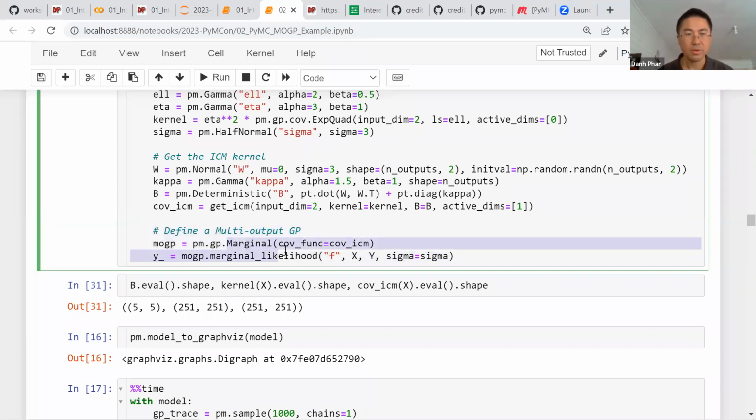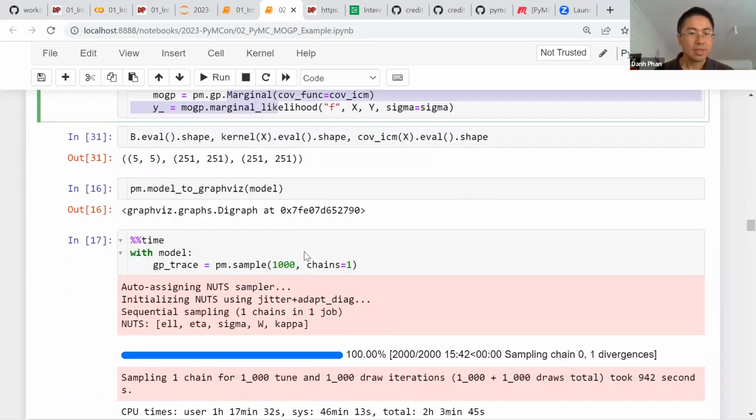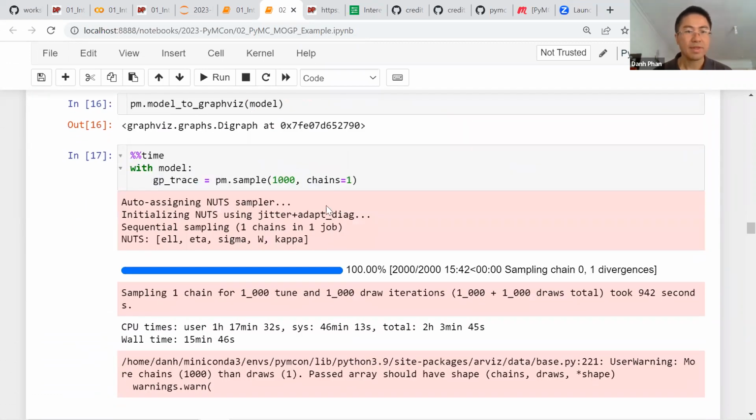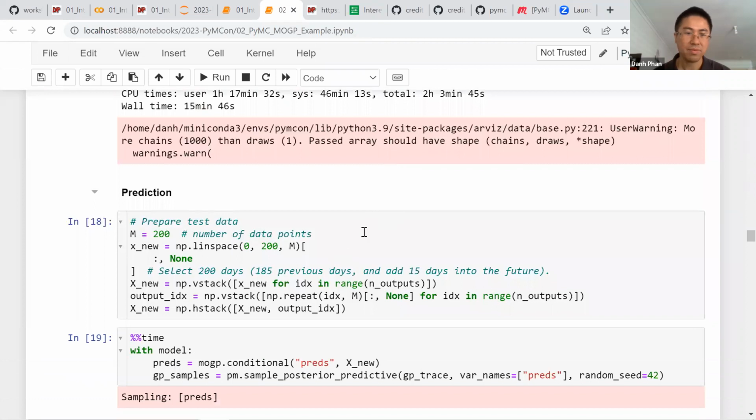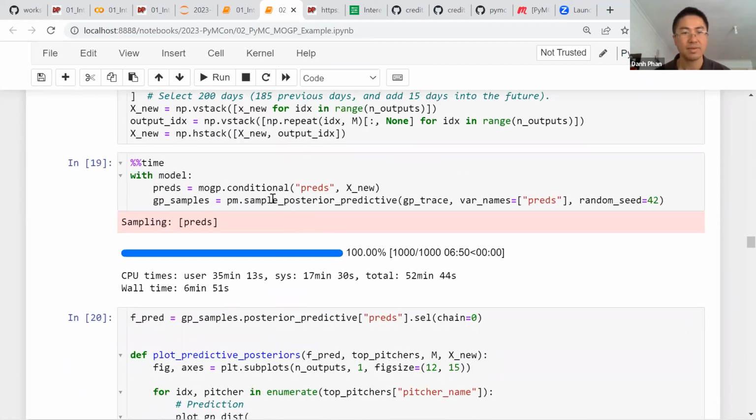So this is our likelihood. And after that, PyMC will do the other difficult stuff like sampling, right? And prediction as well. We just need to specify the conditional, and from that we can sample the posterior predictive using the trace.